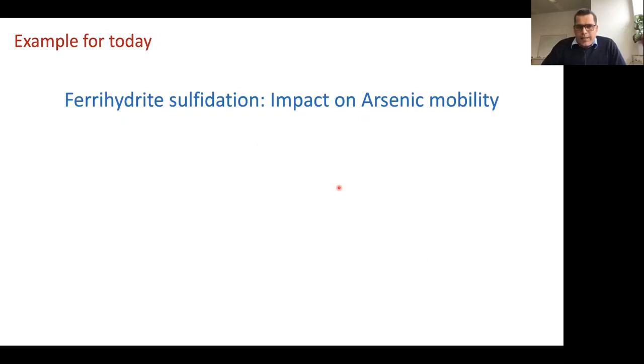Today, as an example, I will talk about ferrihydrite sulfidation. Ferrihydrite is an iron 3 oxide, and how does that impact arsenic mobility? That's, let's say, the broader story, and then we will go into further details.